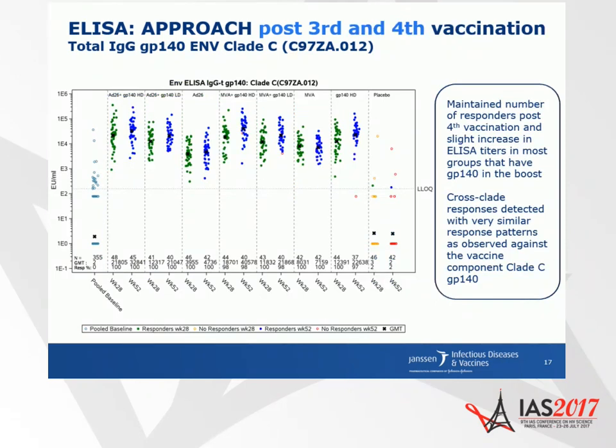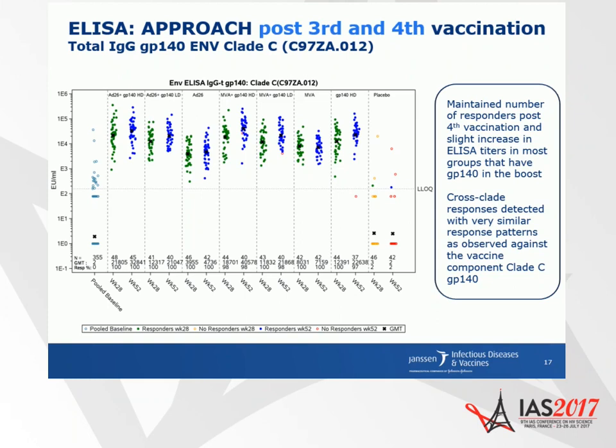In this graph, you see again the post-dose 3 data in green, and now we've added the post-dose 4 data in blue. You can see that we maintained the number of responders post 4th vaccination, and even had a slight increase in ELISA titers in most groups that had GP140 in the booster dose. And very important, I only show you the data for responses against clade C, but also cross-clade responses to proteins of other clades showed significant responder patterns. So very much on target.